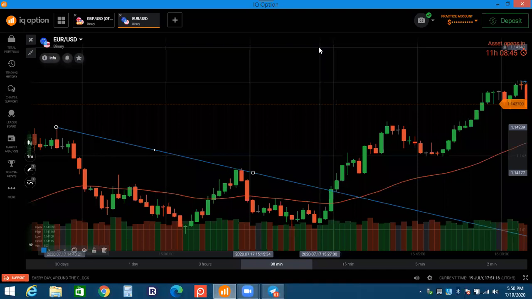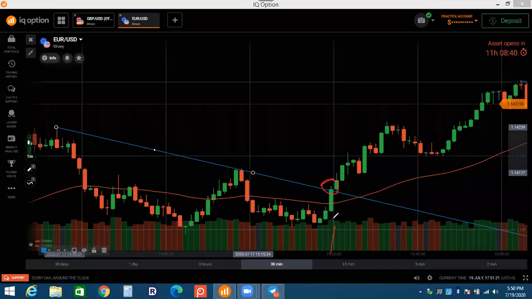So this resistance will not work here because the volume is increasing. It's showing the strength. The market is going here, and also it's breaking the 50 EMA. So this point number A and this point number B, if you see the breakout with ultra high volume and there is no weakness in the buyers, you can go with the buyers for 1 minute, for 5 minutes, whatever you want.